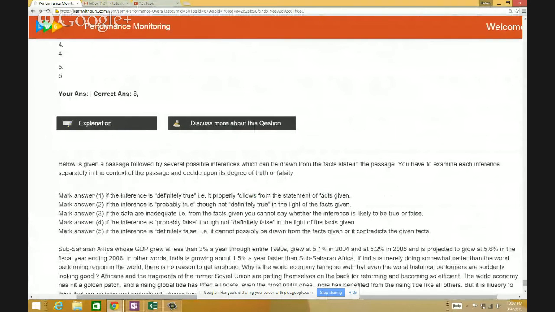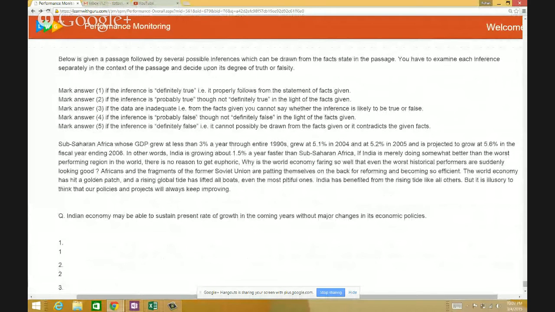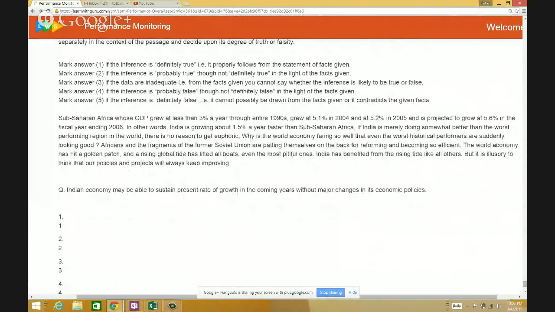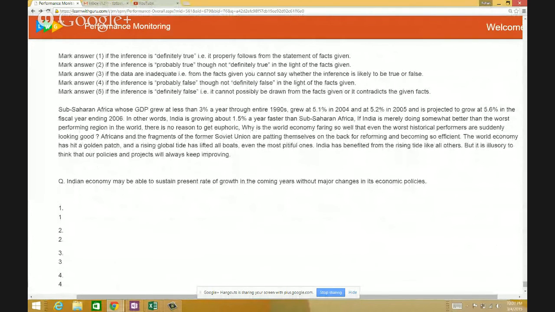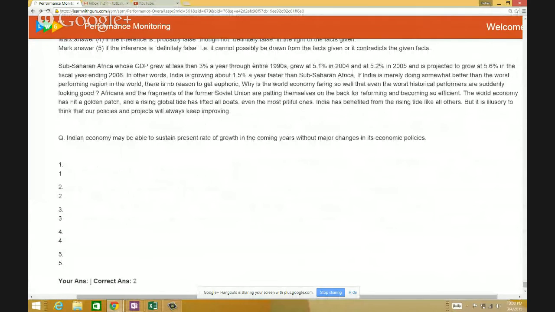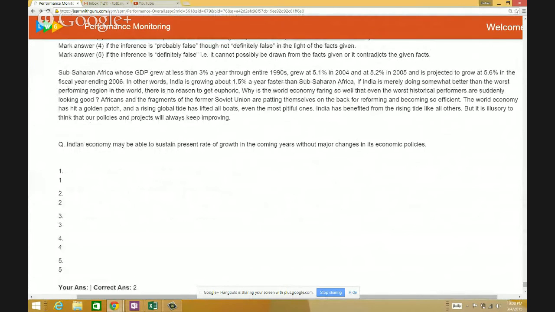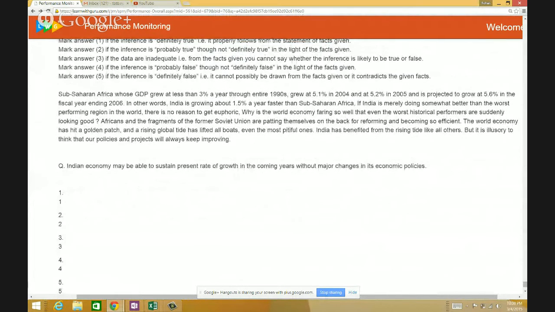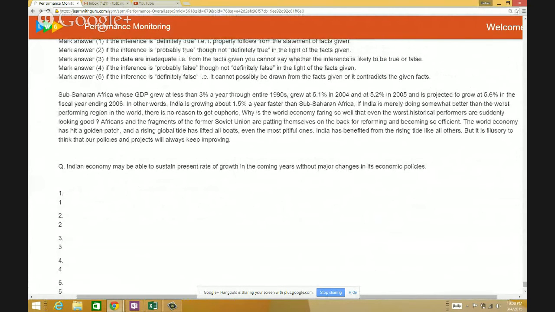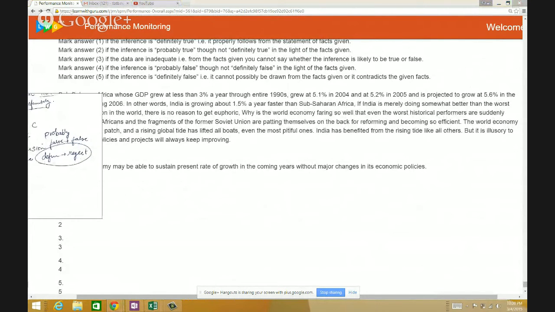Again, you have a passage. India's economy may be able to sustain the present rate in coming years without major change in economic policies. Now, do you think it may be able to sustain the present rate of growth? What does the last statement say? India benefits from the rising tide, but it's illusionary to think that our policies will always keep improving. But it will be able to make sustainable growth. India may be able to sustain the present rate of growth in the coming years without major changes in policy. That's fine because they're not talking about anything but an increase.